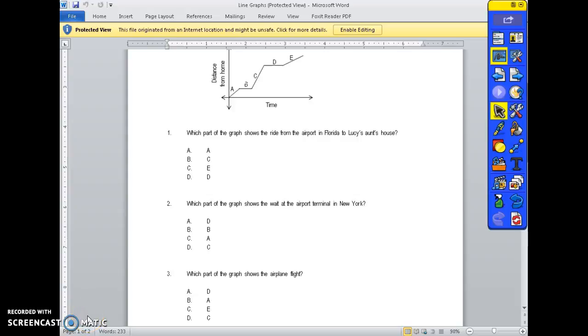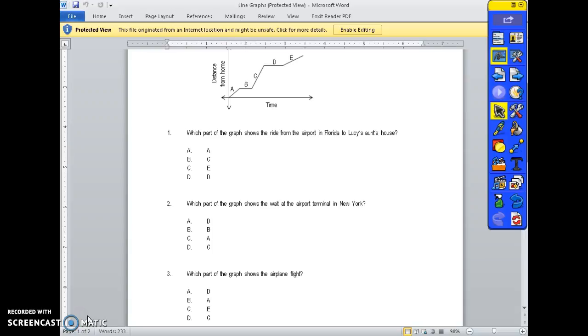Page 48, Journal Notes. Line graph. Solve the problems. Be sure to show your work. Lucy flies from New York to Florida to visit her aunt. This graph shows Lucy's trip from her home in New York to her aunt's house in Florida. Use this graph to answer problems 1 through 3.